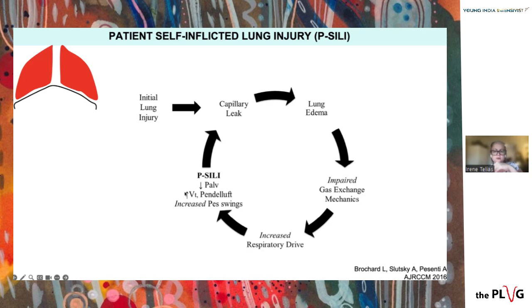All are secondary to the decrease in pleural pressure. All of these mechanisms can potentially worsen capillary leak and lung edema through worsened structural lung injury, and that perpetuates the vicious circle.